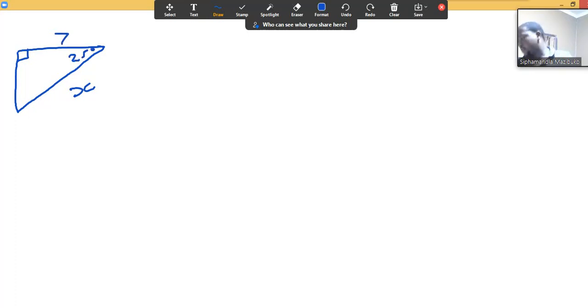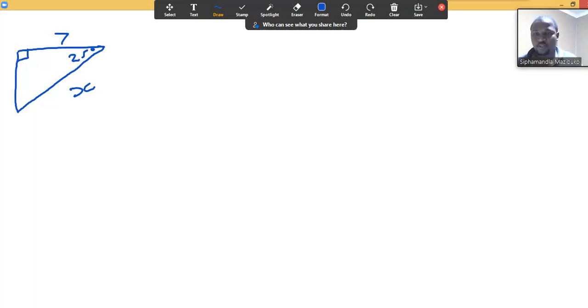In our next example we're also looking at a right angle triangle, something like that. This is our 90 degrees, and we have x, and we have 25 degrees here, and we have 7 here. Let's say we want to find all the sides as well.